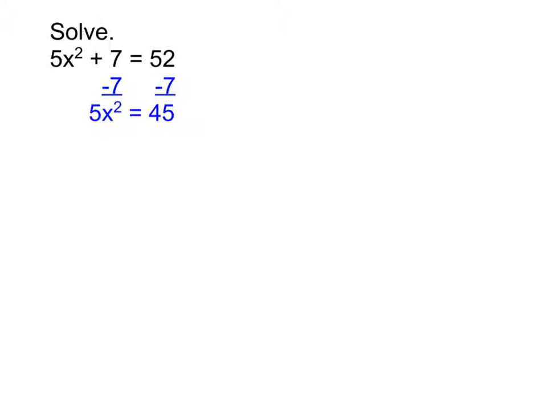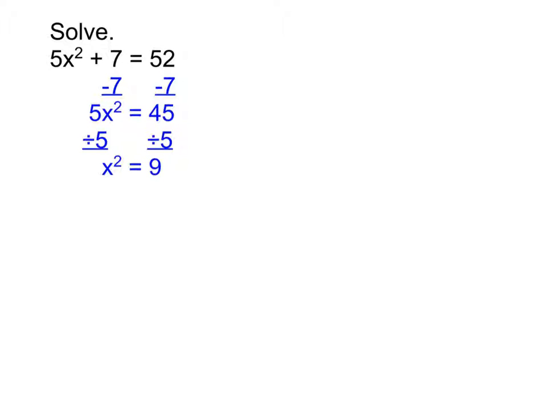And so finish it out from this point. Think about what you do to get rid of the 5 now. All right, so now that we got rid of the addition and subtraction, I now have the 5 times x squared, so I divide both sides by 5. And 45 divided by 5, of course that gives us 9. Done. Now we have x squared equals 9.